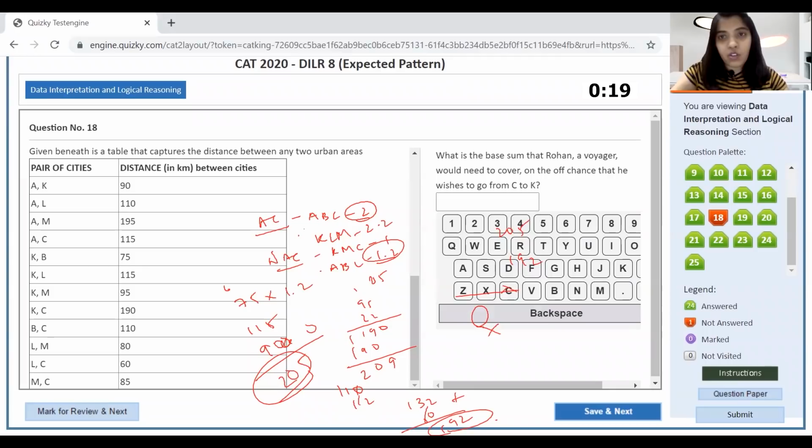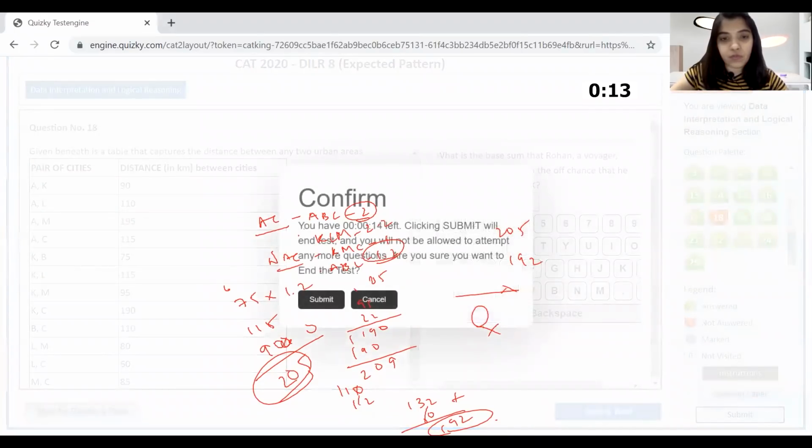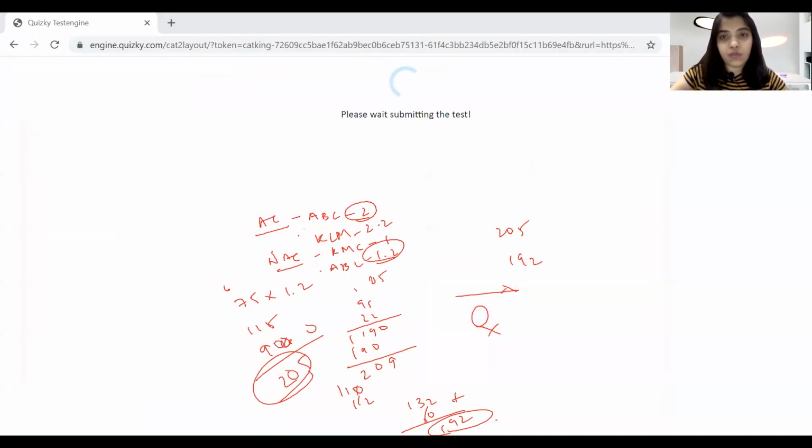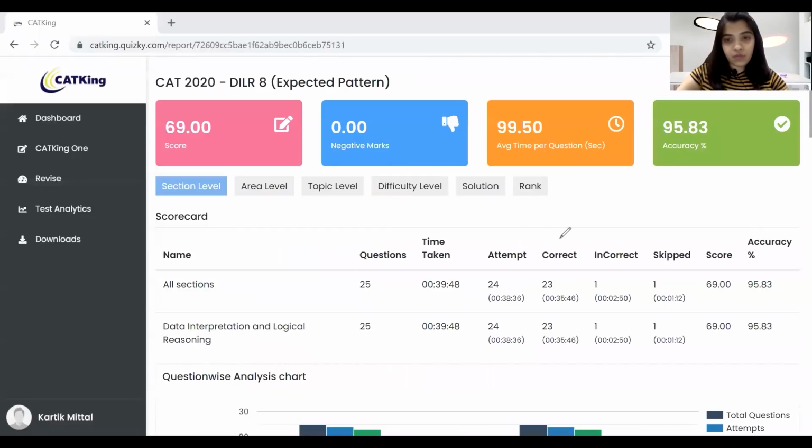This, guys, will require a lot of time, so it does not make sense. Let's just submit our paper. All right, good attempt.